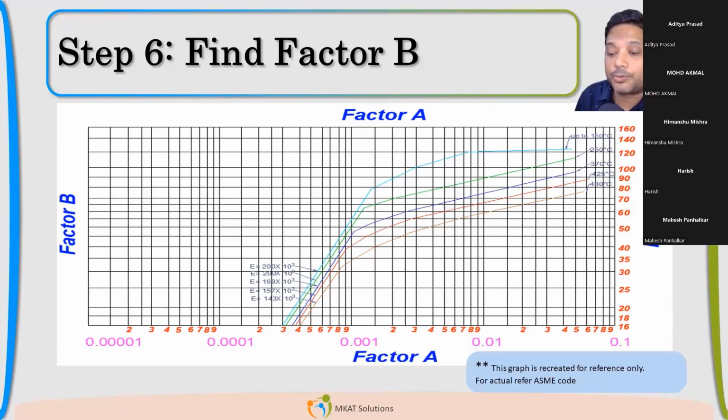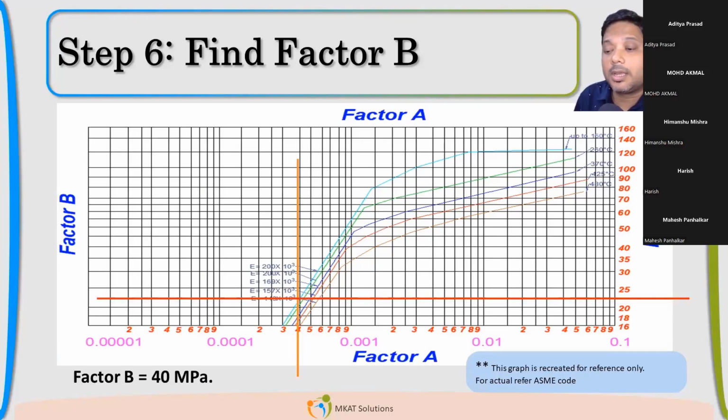Factor A I already know. So what I'll do first, at the same factor A, which is 0.00038 or 39, I'll draw a vertical line. Whenever this vertical line touches this temperature line, at that point I'll draw a horizontal line. This horizontal line will indicate the factor B value. So in this case, tell me, what is my factor B?